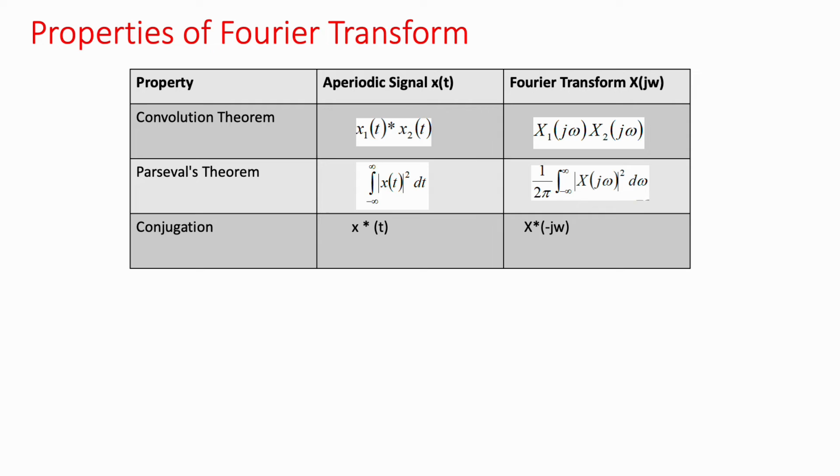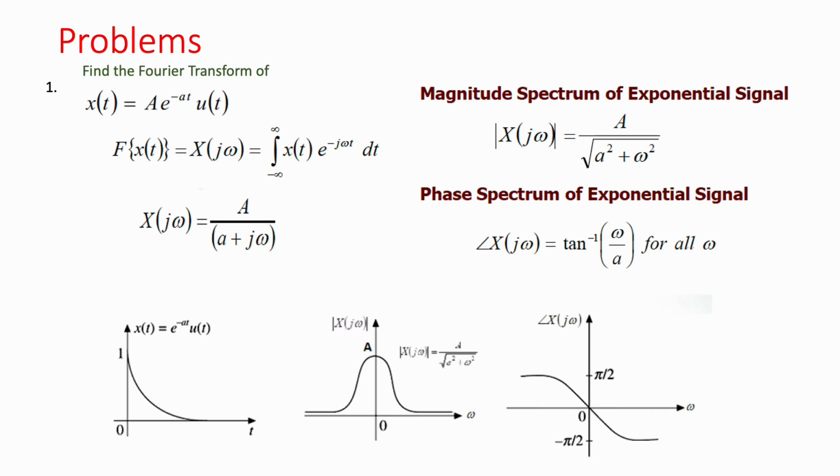Convolution theorem: x1 of t convolved with x2 of t is nothing but the product of x1 of j omega and x2 of j omega. Parseval's theorem: the integral from minus infinity to plus infinity of modulus x of t the whole squared dt is equal to 1 by 2 pi times the integral from minus infinity to plus infinity of modulus x of j omega the whole squared d omega. Conjugation: x conjugate of t has Fourier transform x conjugate of minus j omega. So these are all the properties of the Fourier transform. Now we can see how to solve the problems.